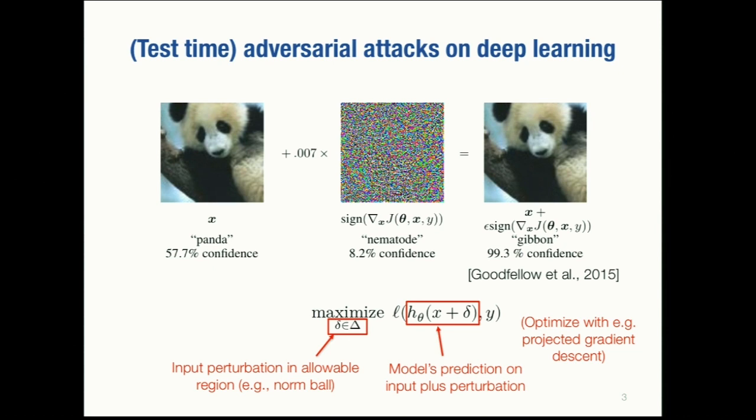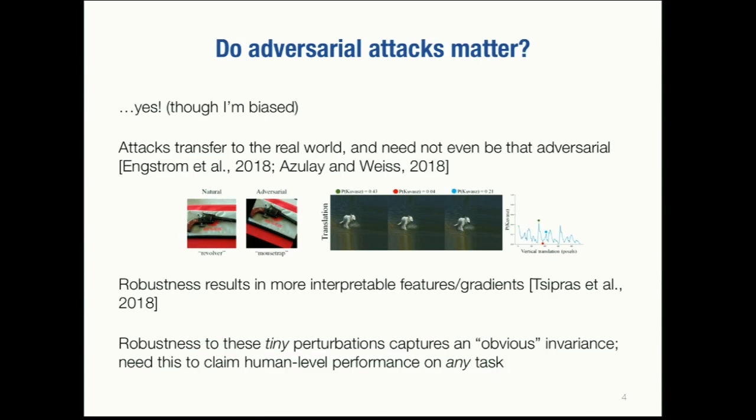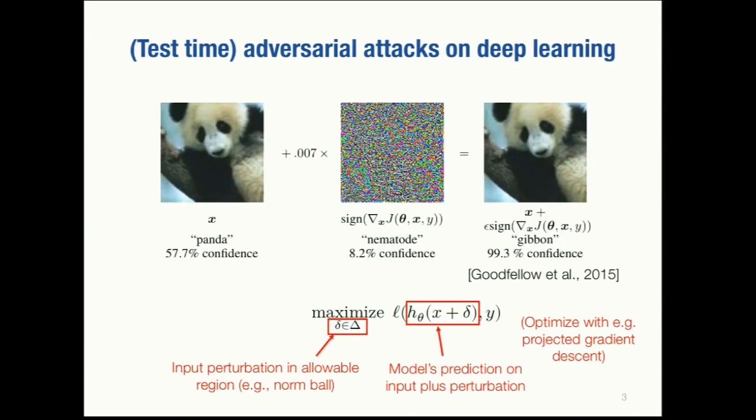Now, the next question is, does this really matter? Does it matter that we can do this? I would say yes, though of course, I should admit I'm biased in this. I work in this topic. So why does this matter? Because in some sense, this is kind of like a measure zero set, right? We're finding this perturbation to specifically fool the model. So why should we really care that we can do this?